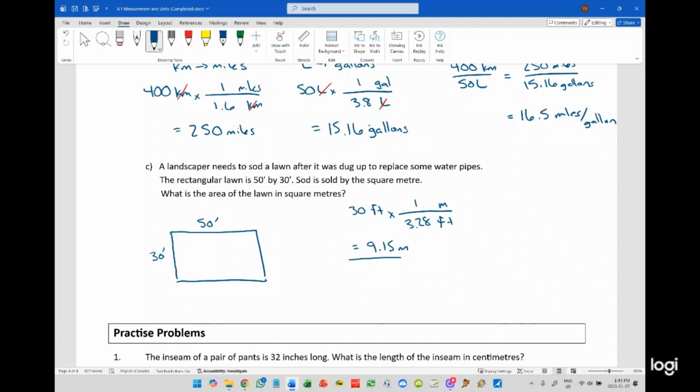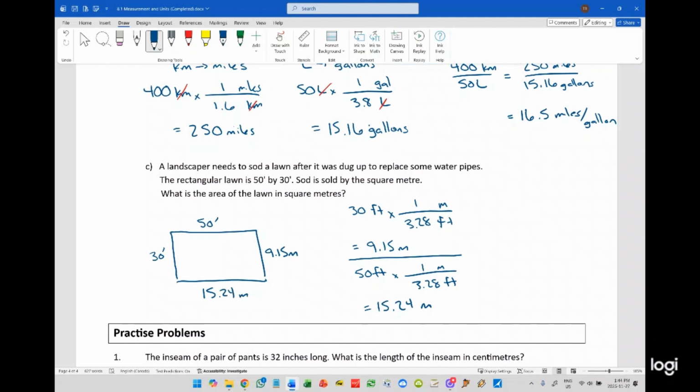And then separately, I'm going to do basically the same calculation, but with 50 feet times 1 meter over 3.28 feet. And then that one should just be 50 divided by 3.28. And that gives me 15.24 meters. Then what I'm going to do is just go back to my diagram and say I labeled the sides 30 by 50, but I also could have labeled them 9.15 meters by 15.24 meters.